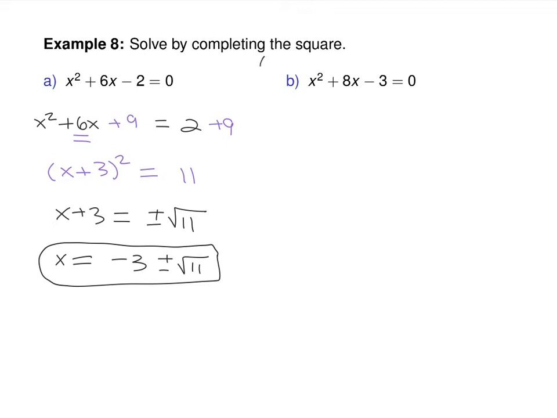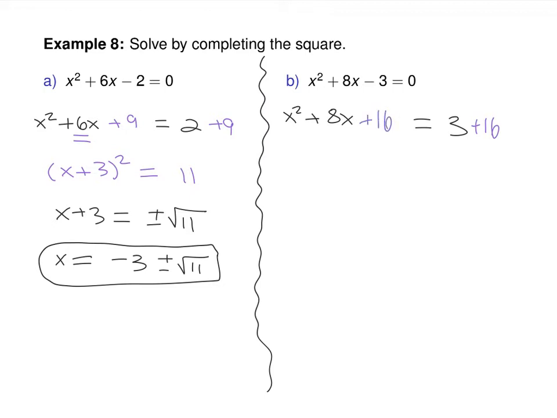x squared plus 8x minus 3. So move the 3 over. What number do you add to complete your square? 16. Okay, and you're left with, on the left, how does that stuff factor now? x plus 4 squared.